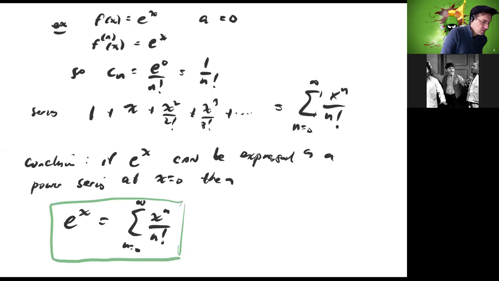Okay, but we don't know, there's an if here. The if is right here. And we need to answer that if. Maybe it's not expressible. So this is where we have to do some work.